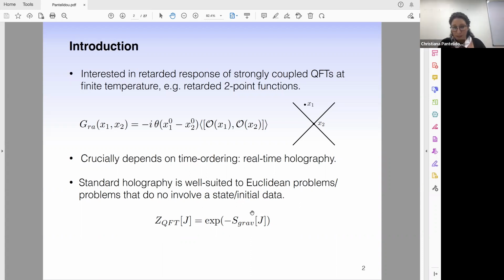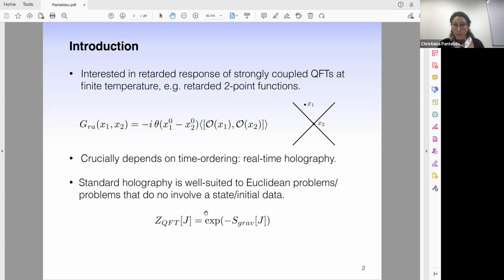Just to drive the message home a little bit further, let's say that we want to compute the simplest thing, a retarded two-point function of a scalar operator. Then in the bulk, we need to consider a scalar field and solve the Klein-Gordon equation, subject to boundary conditions, according to this standard holographic prescription. But this is not enough to fix the observable of interest, because how are we going to do a time evolution in the bulk if we don't know what initial conditions to consider? So bottom line, standard holography is very well suited for Euclidean problems, but not for the calculations we have in mind.